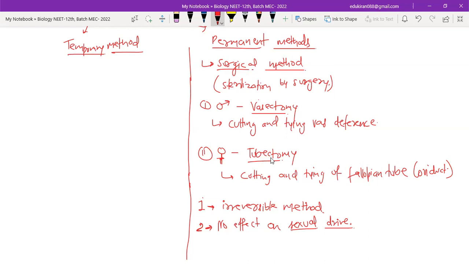You understand? If there is castration instead of vasectomy, like if you remove the testes altogether, or if you remove the ovaries altogether, the primary sexual organs, okay, so removal of testes is called castration, and there is removal of ovaries also. If you do this, then the sexual drive will be affected, yes or no? Because no primary sex hormones will be produced then. Make sense, everyone? Yes, sir.